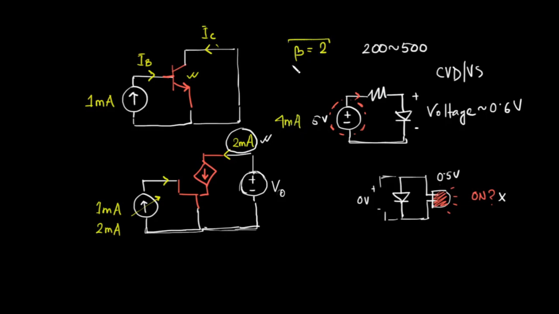Because of this beta, our output current will be 2 times the input current. If I input a 3 milliampere current, then the output current will be 6 milliampere, and so on and so forth. Everything will happen as we intended.